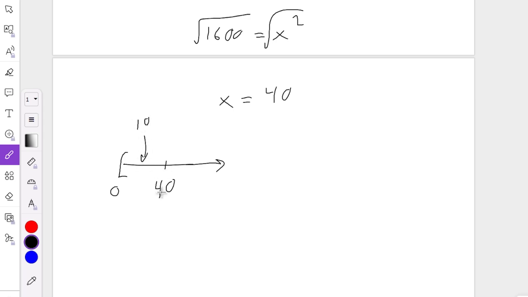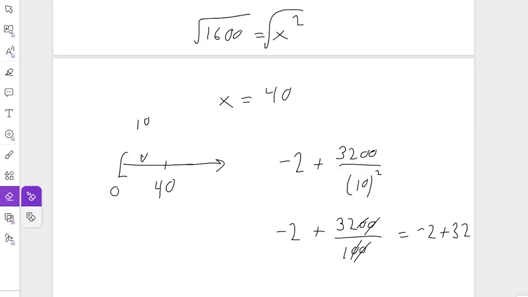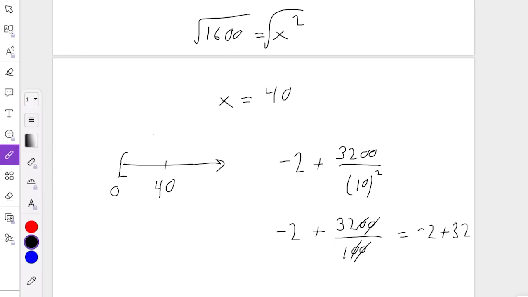Literally doesn't matter. And again, I'm plugging that into the first derivative, which was -2 plus 3200 over x squared. I'm testing 10 squared. If you're not allowed a calculator, that's fine. This problem's not that bad. The 2 zeros cancel out, and it's going to be -2 plus 32. And that's definitely going to be a positive number for that section of the number line. So I'll just put a little positive right here.